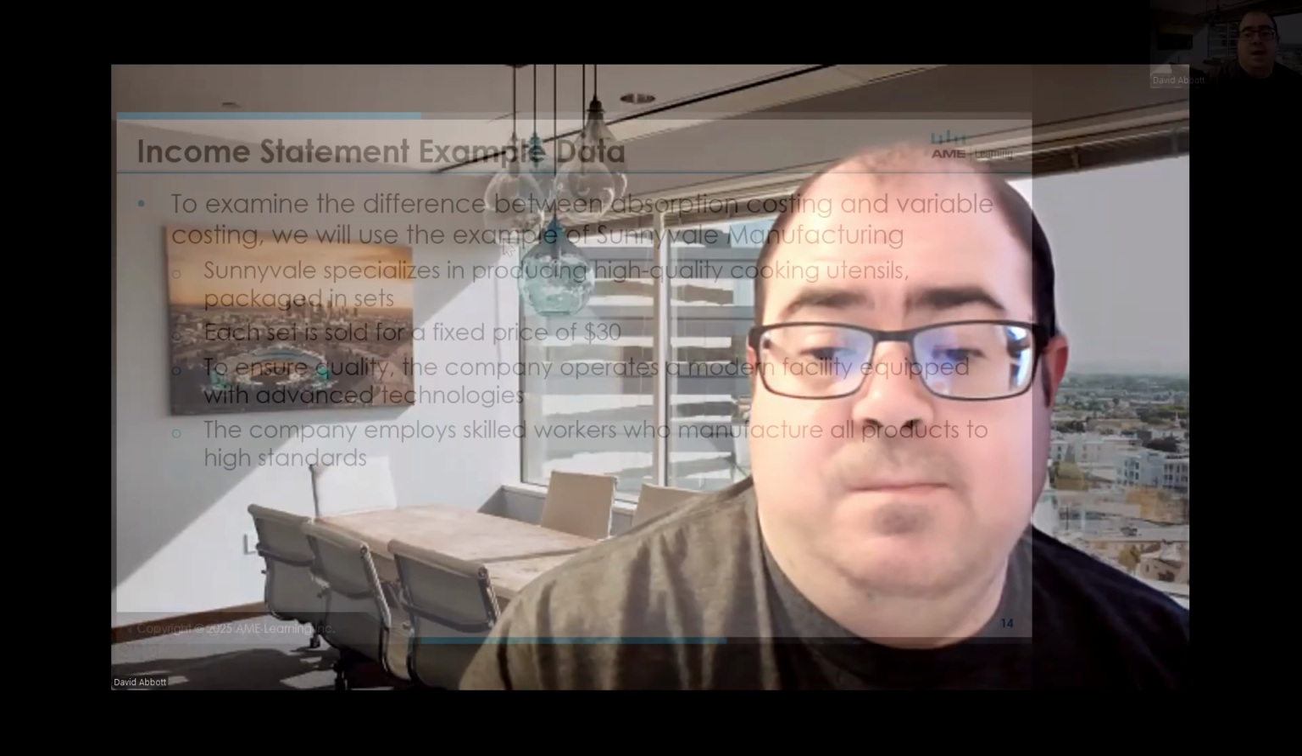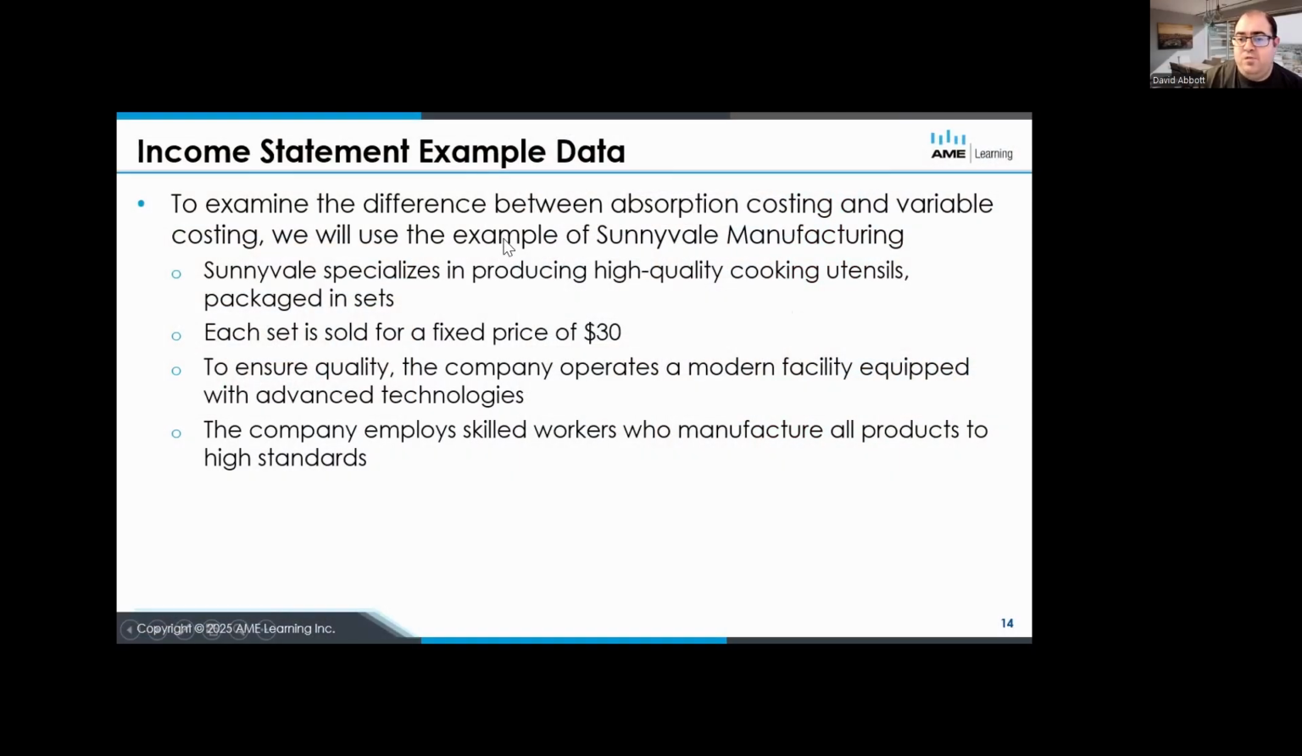So now we're going to look at section LO 6-2, which is looking at absorption costing, specifically looking at the income statement. So to examine the difference between absorption costing and variable costing, we'll use the example from Sunnyvale Manufacturing. Sunnyvale Manufacturing produces high quality cooking utensils that are packaged in sets.